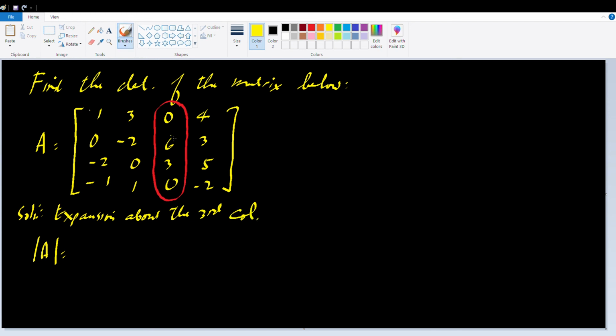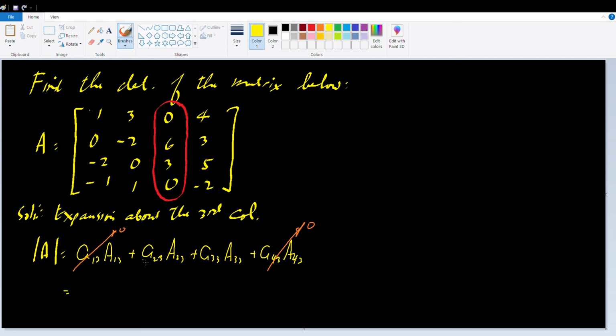Okay, so it should be A13 times its cofactor, plus A23 times its cofactor, plus A33 times its cofactor, plus A43 times its cofactor. But since A13 is 0, the entire product will be 0. Same thing for A43. Alright? So it's just the elements A23 and A33.